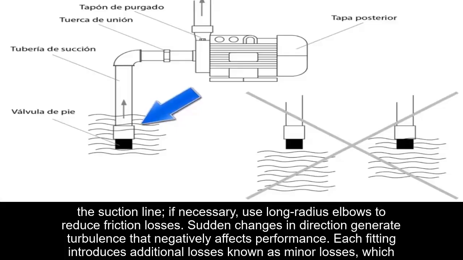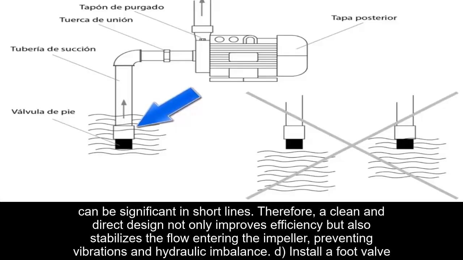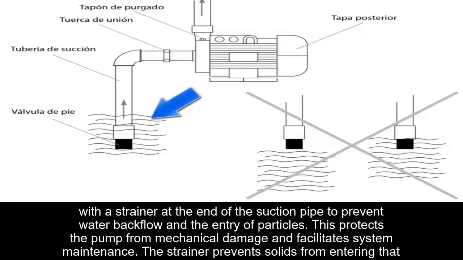Each fitting introduces additional losses known as minor losses, which can be significant in short lines. Therefore, a clean and direct design not only improves efficiency, but also stabilizes the flow entering the impeller, preventing vibrations and hydraulic imbalance.